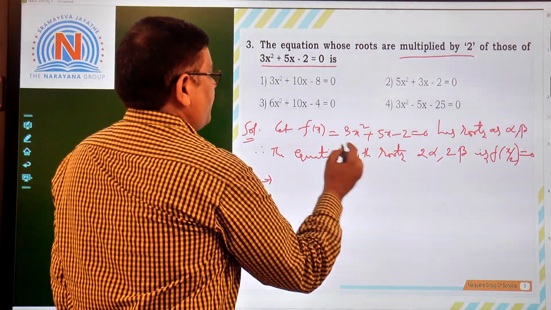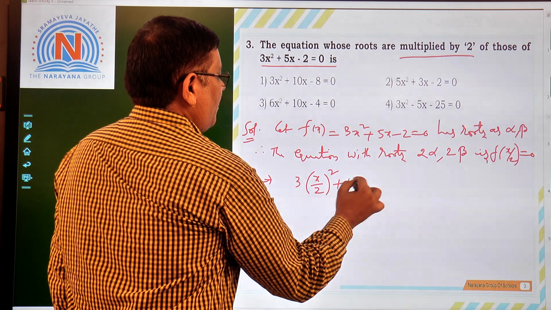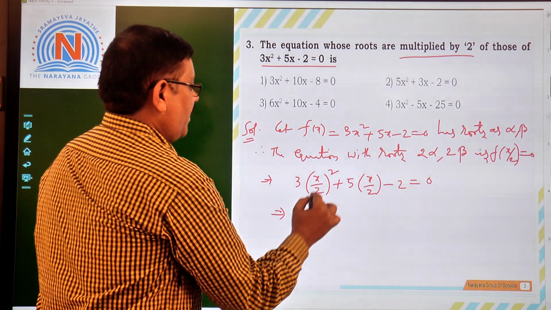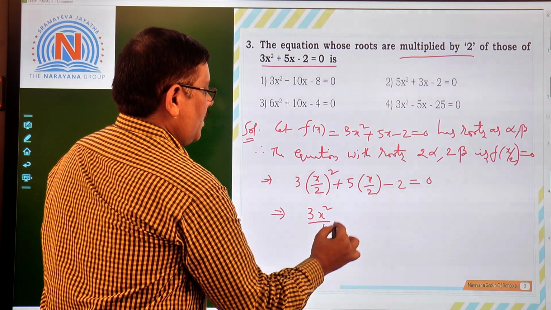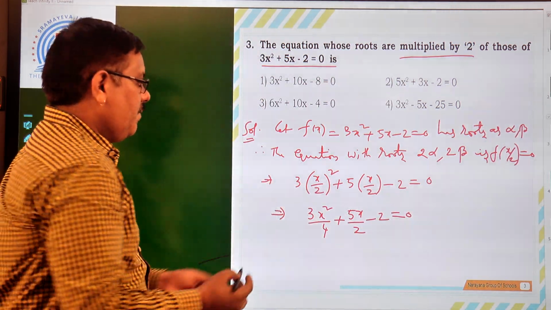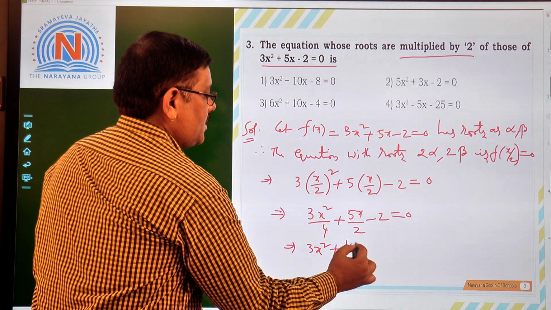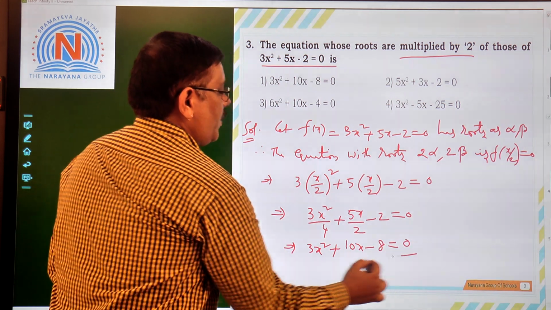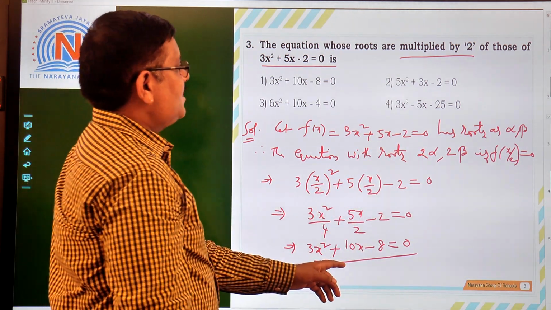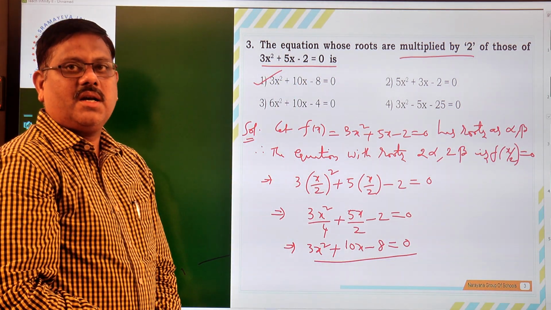That implies we have to replace x with x by 2. So that is 3 times (x by 2) whole square plus 5 times (x by 2) minus 2 is equal to 0. If you further simplify that, that is 3x square by 4 plus 5x by 2 minus 2 is equal to 0. We are replacing x with x by 2. Now that is going to be 3x square plus, as 4 is LCM, 2 5s are 10x minus 4 2s are 8, that is 0, because by 4 means you can send 4 to the other side, it becomes 0. So 3x square plus 10x minus 8 is equal to 0. That is the first option for us. So the first option is the right answer for this question.